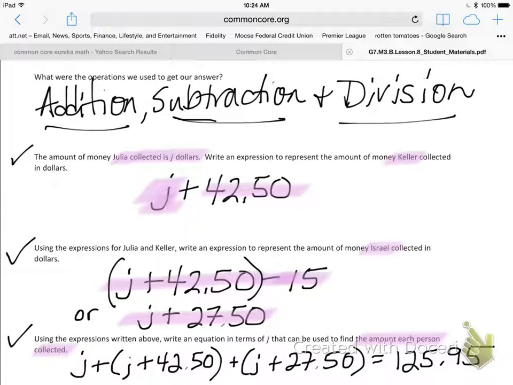Now, you might have gone a little bit further than this and actually simplified it and collected like terms. That's great. But the reason I have it out like this is because I wanted to show you the three different people. So you have J, who is Julia. J plus 42.50 is Keller. J plus 27.50 is Israel. And of course we're adding those three people together, and then we make an equation because we're meant to write an equation. So we have equals 125.95, because we know that is the total that was collected.